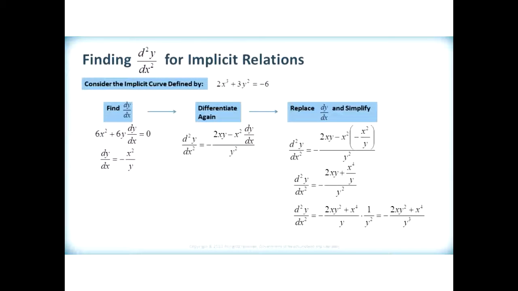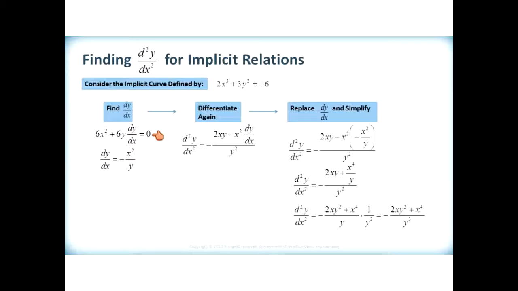All right, the other thing we wanted to look at is how to find the second derivative for an implicit relation. To do that, we start with our curve, right here, and then find the first derivative using our implicit differentiation techniques. So the first thing we do is find dy/dx. For this particular relation, 2x cubed becomes 6x squared, and 3y squared becomes 6y multiplied by the derivative of the function y, dy/dx. And then, of course, negative 6 has a derivative of 0.